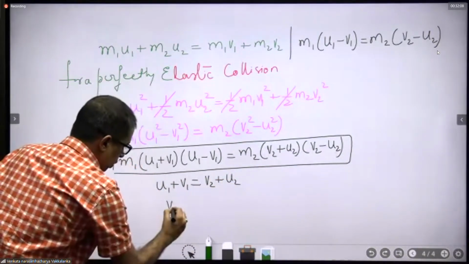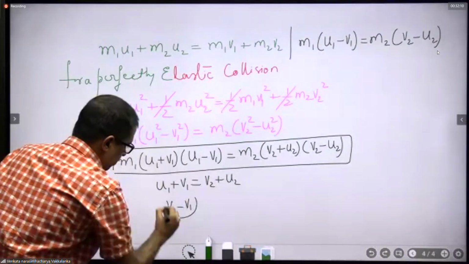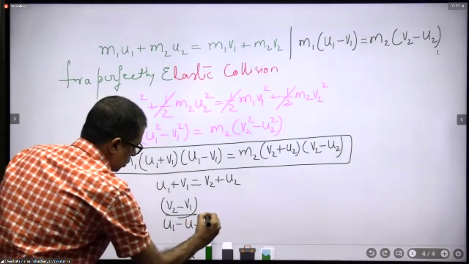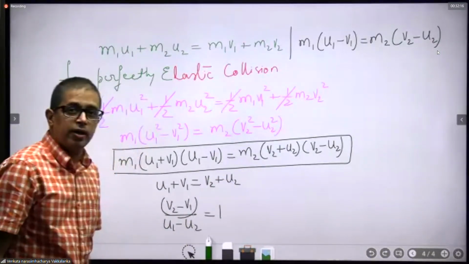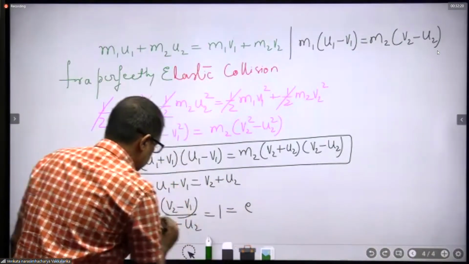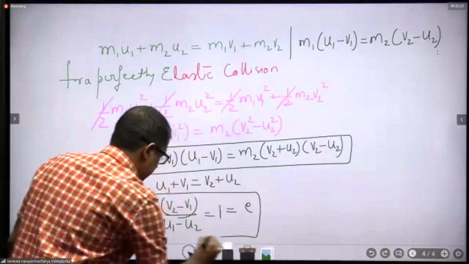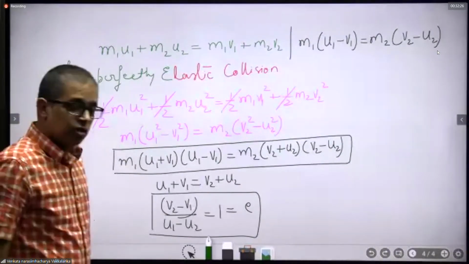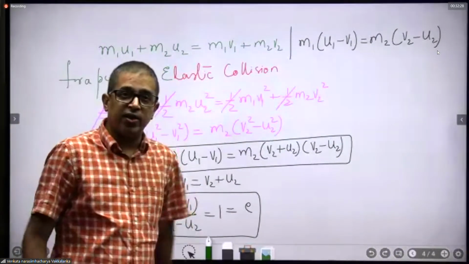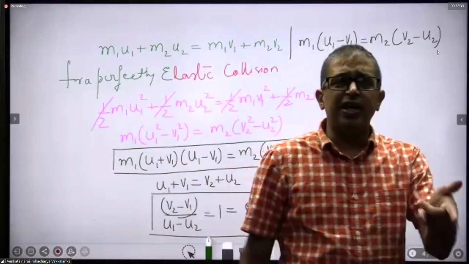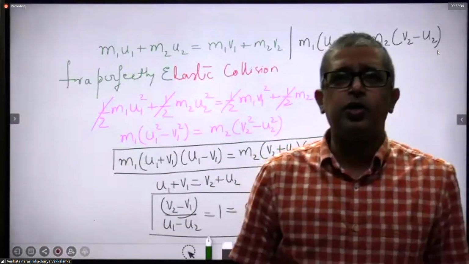Rearrange this. V2 minus V1 upon U1 minus U2. Am I getting this to be 1? Yes. This is what you told me was small e for a perfectly elastic collision. Now you understood why small e is 1 for a perfectly elastic collision. So perfectly inelastic collision, I don't need to prove anything.